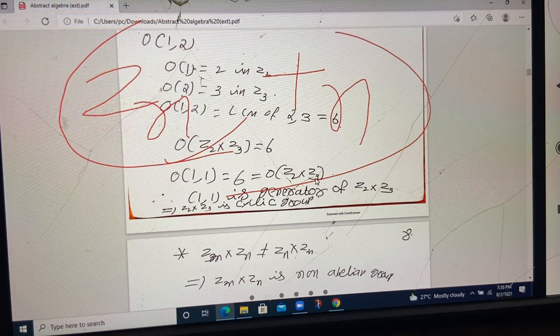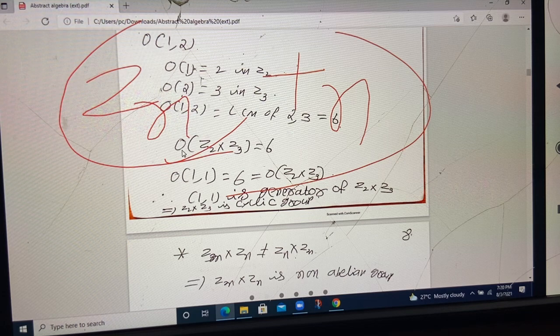With the generator as 1. Z_n is under addition. 0 is the identity, 1 is the generator. So now for Z2 the generator is 1, for Z3 the generator is 1. Now for Z2 cross Z3, (1,1) is the generator. Not only this, (1,2) is also a generator.